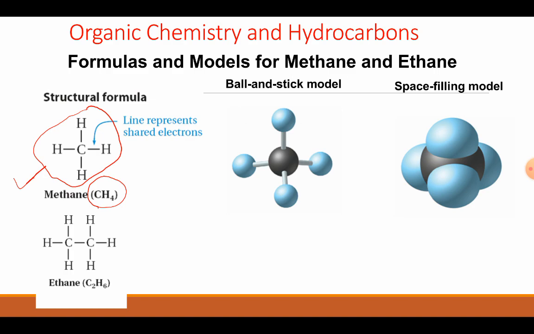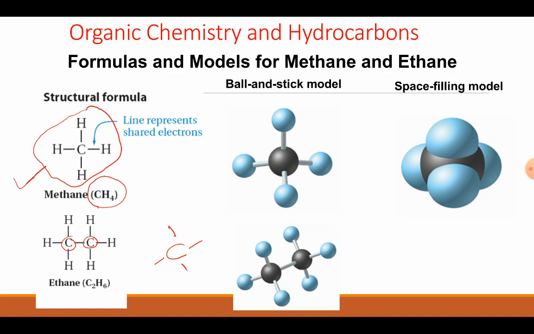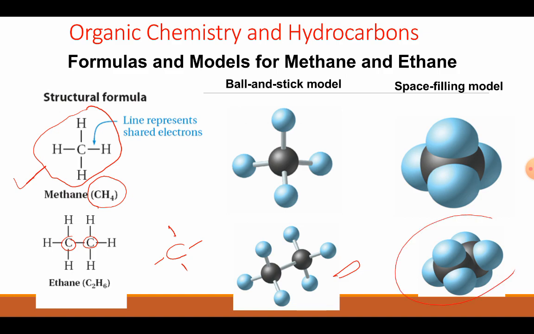The methane, can you see? The ethane, sorry, has 2 carbon atoms, and each one is connected to 3 hydrogen atoms. And remember that each carbon is supposed to be surrounded by 4 bonds. Ethane in ball and stick model, and ethane in space filling model also. Easy till now? Okay.